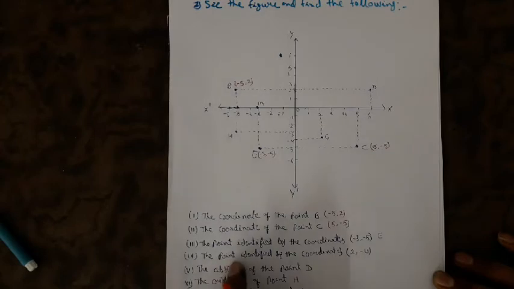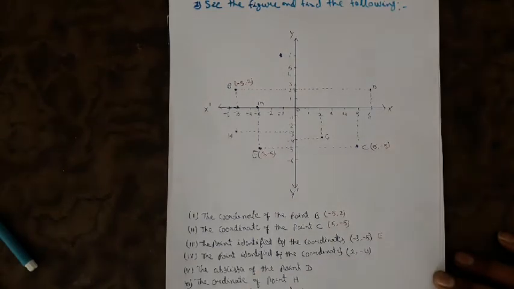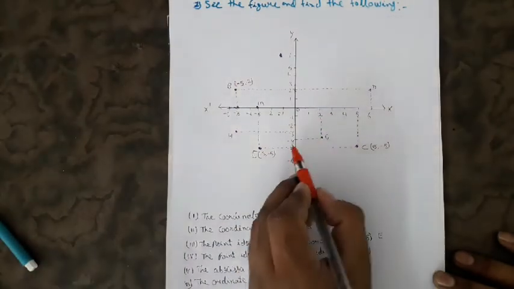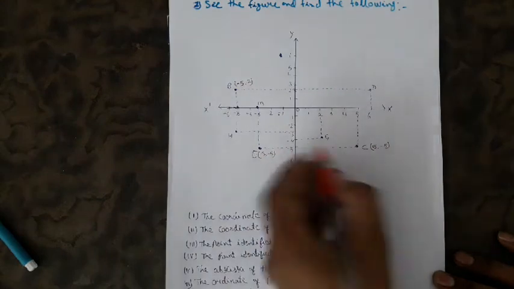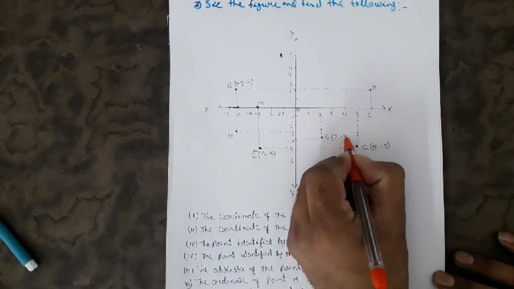Next, the point identified by the coordinates 2 and -4. 2 would be the value of the x-axis and -4 would be the value of the y-axis. So 2 and -4. See, positive 2 and negative 4 lie on point G. So it would be 2 and -4.